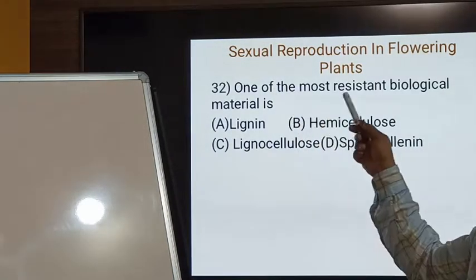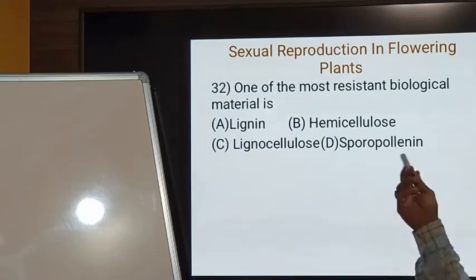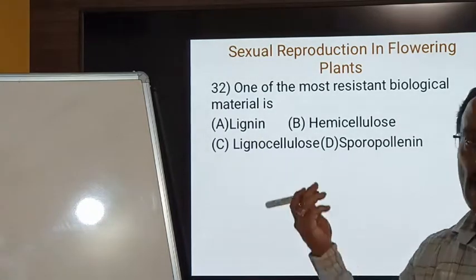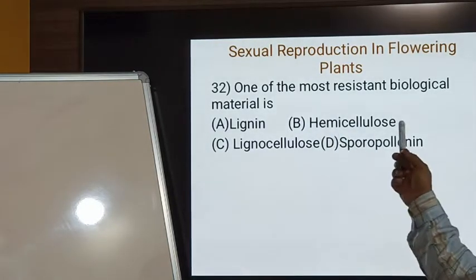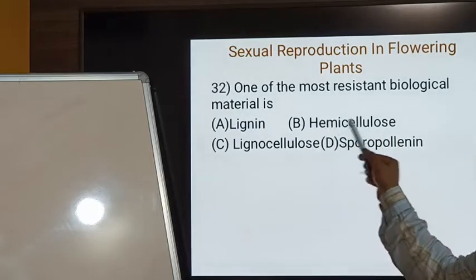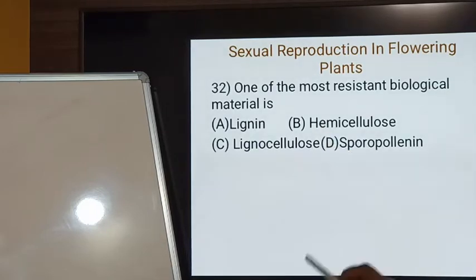One of the most resistant biological materials. So the answer is easy. Lignin is a hard material present in sclerenchyma. Of course, we studied this in first year. Along with cellulose, the cell walls of plant cells are made up of hemicellulose, lignocellulose, which is lignin plus cellulose, and sporopollenin. There are 4 options.